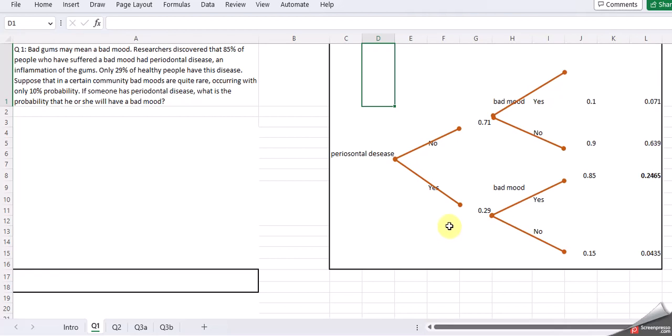I'll take you through how I have interpreted the problem. The first thing I went with is periodontal disease. If someone has it, that is 29%. People who don't have it, it is 1 minus 29%.